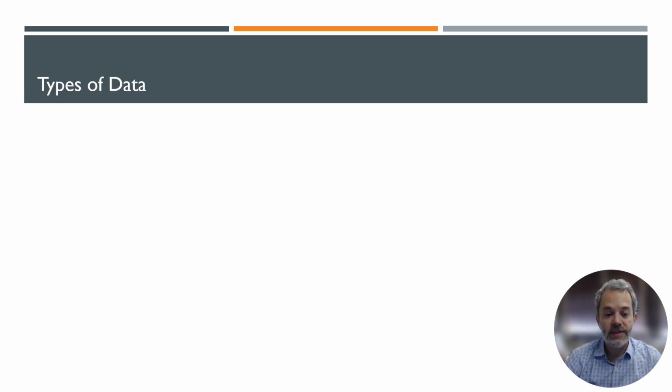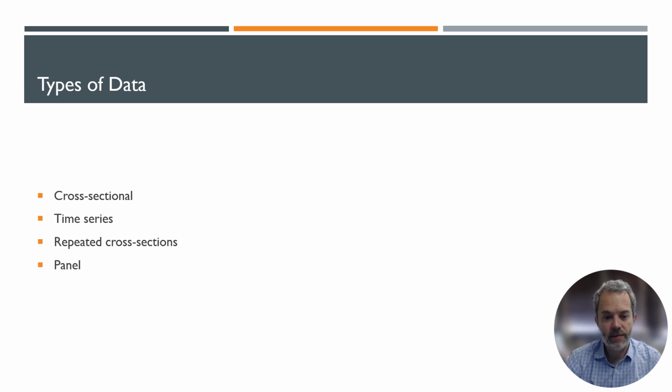Let's now talk about different types of data. Cross-sectional data is one of the most basic kinds of data. This is a snapshot of time across a group of people, states, etc. Time series data works in the time dimension and is a series of measurements on a single person or state over time. Repeated cross-sections is a series of cross-sections for each time period. Panel data is a set of time series for the same people or states.